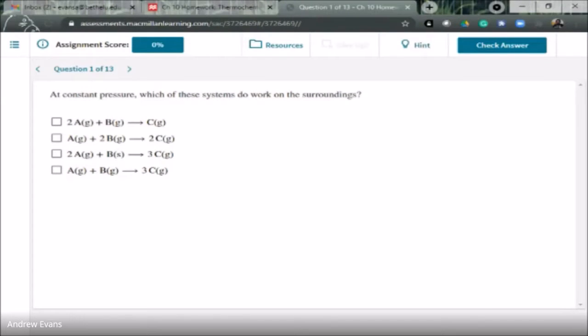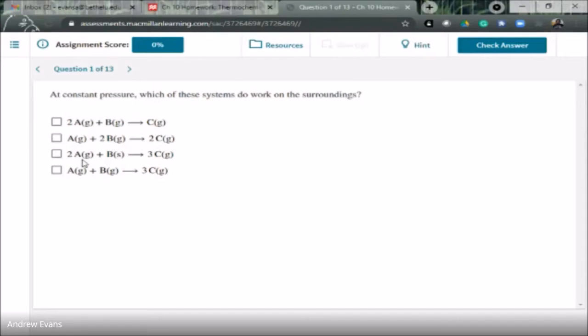So scenario 1, we have 2 moles of A, 1 mole of B, so a total of 3 moles of gas goes to 1 mole of gas. 3 goes to 1, we see a decrease. 1A, 2B goes to 2C. 3 to 2, still a decrease.